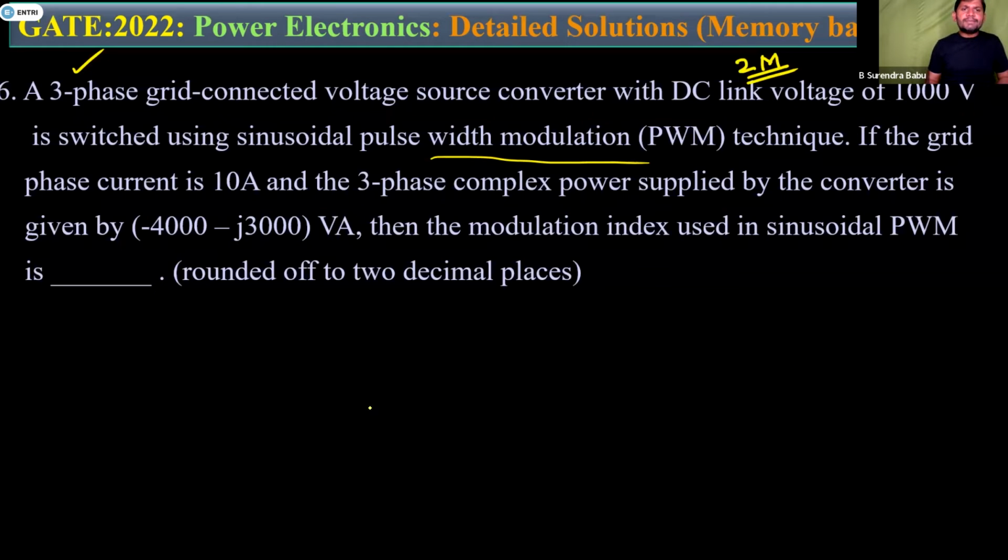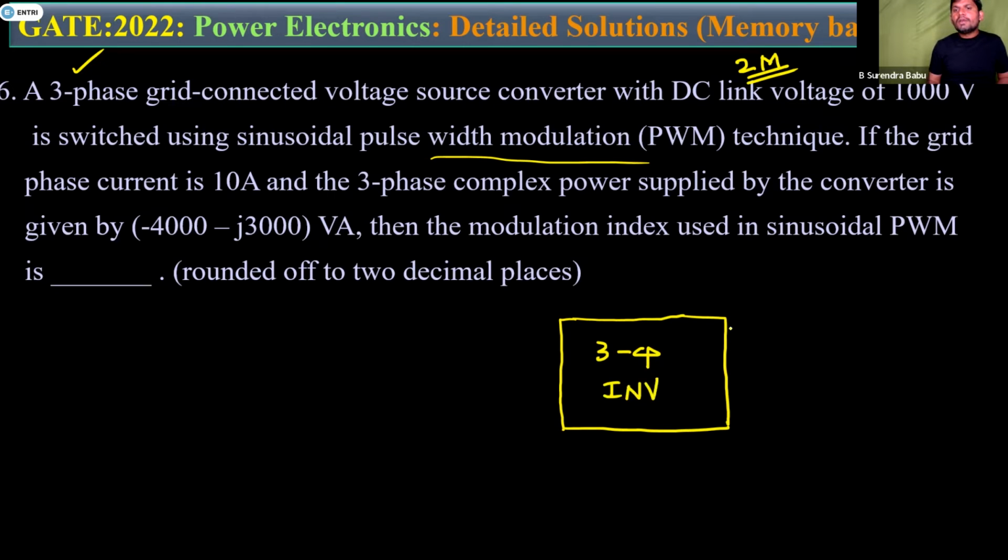Here it is given that it's a three-phase bridge inverter using the sinusoidal PWM technique. It's a three-phase bridge inverter. The output is connected to the grid.